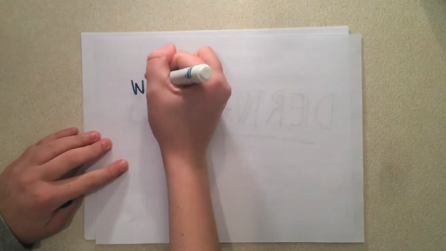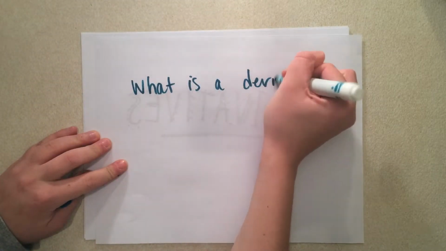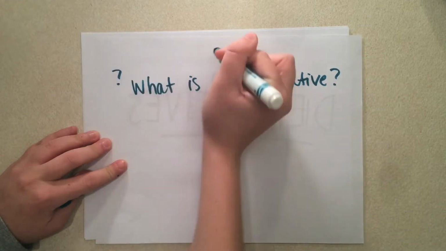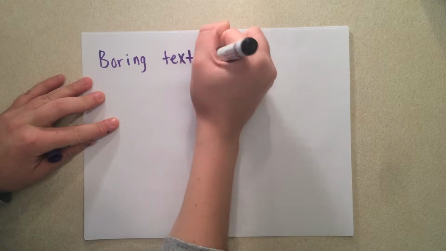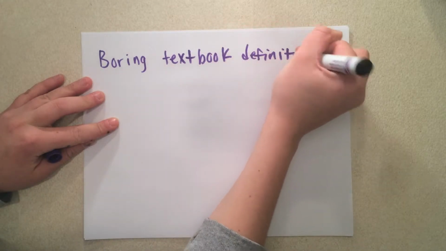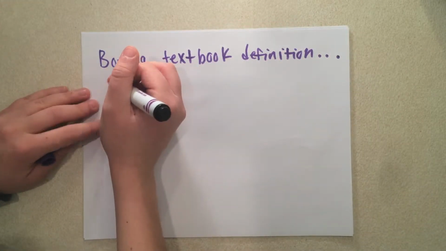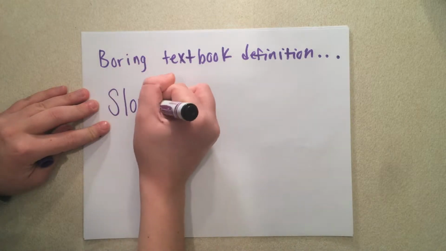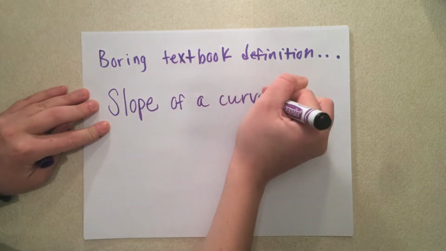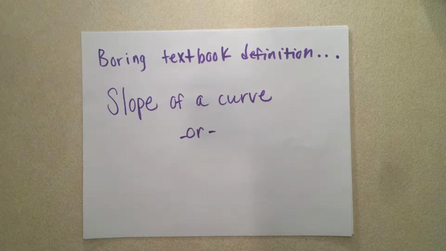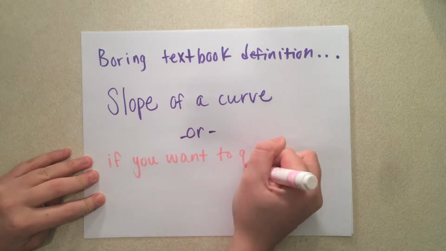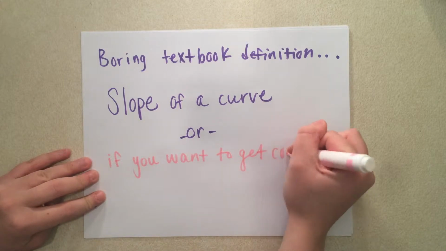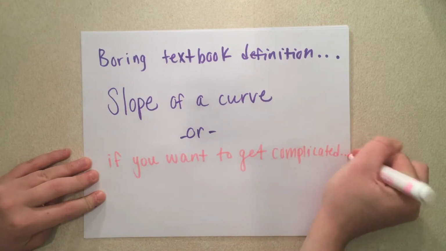So to start off, what in fact is a derivative, how can it be used, and how is it denoted? The boring textbook definition of a derivative, the word-for-word definition, is the slope of a curve. Or if you want to apply the definition, a more physical, science-y definition would be the rate of change or the velocity.